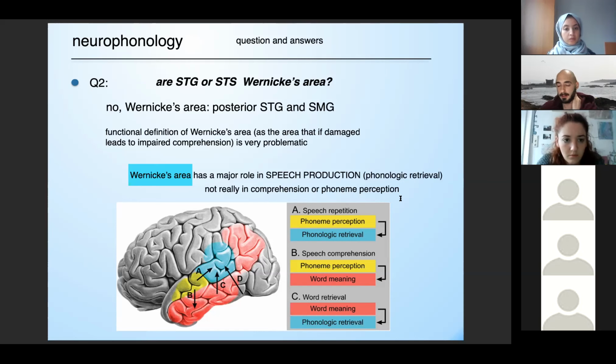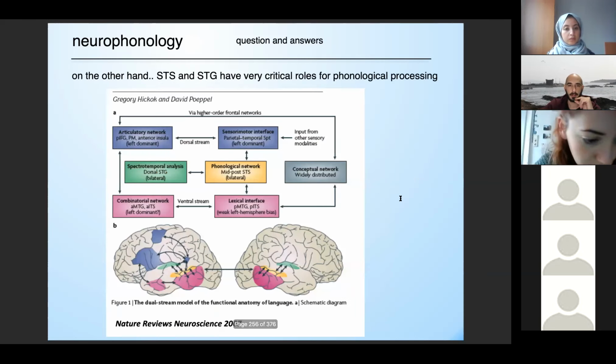According to Binder. And then we have seen that things are actually more complex than this. For instance, if you take this very complex paper, is there a question?